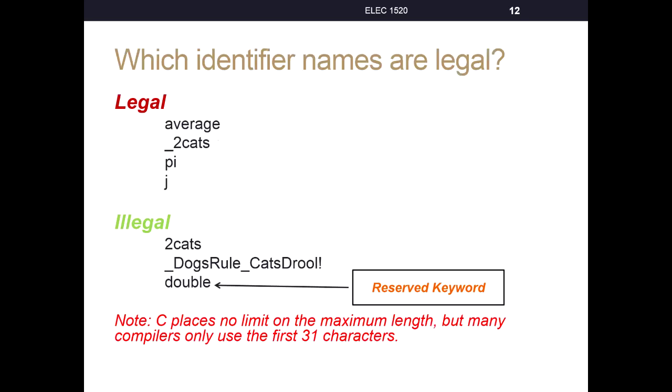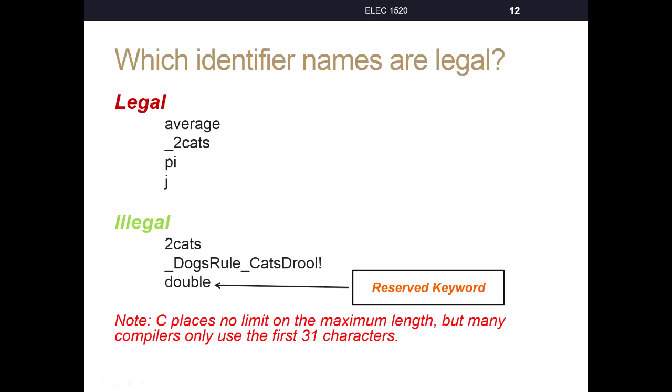All right. Let's go ahead then and look at which of these are legal and which aren't. In the upper part here, the word average is a legal name. There's nothing in the C language that reserves the word average, so we can use that. Also, underscore 2 cats is legal. You may start it with an underscore. We said by convention we normally don't do that.